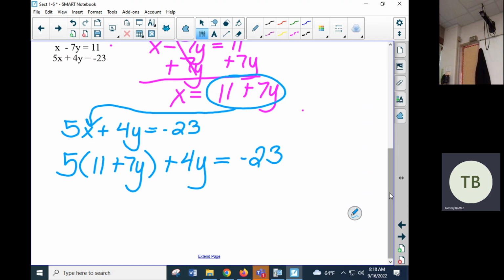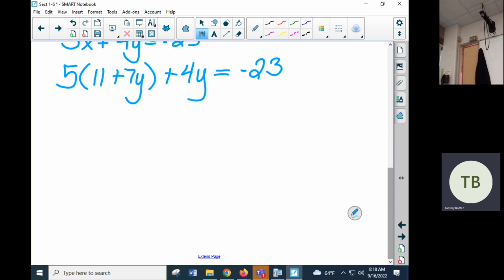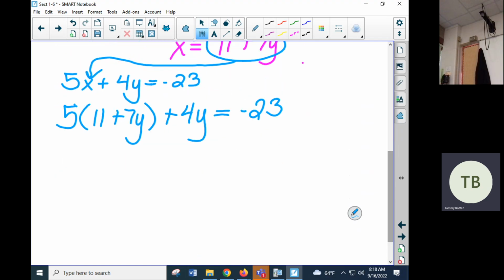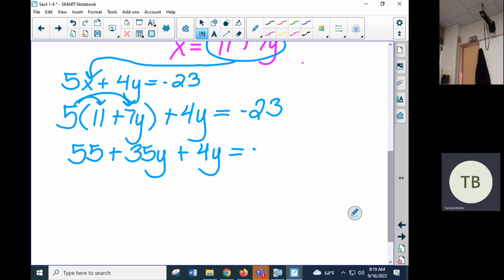Okay. So if I look here, we would distribute the 5. 5 times 11 is 55. 5 times 7y is 35y. And then we'd have plus 4y equals negative 23. Okay, thank you.